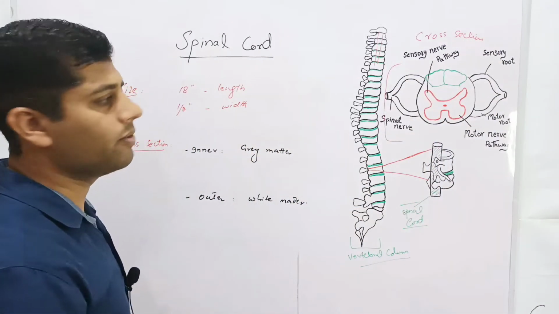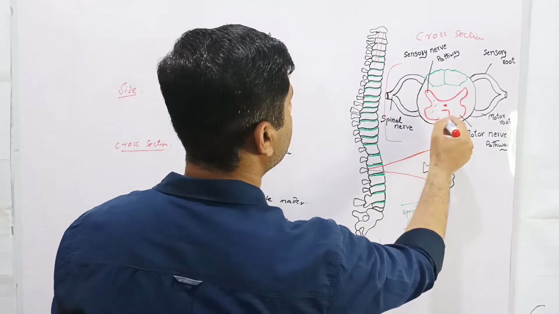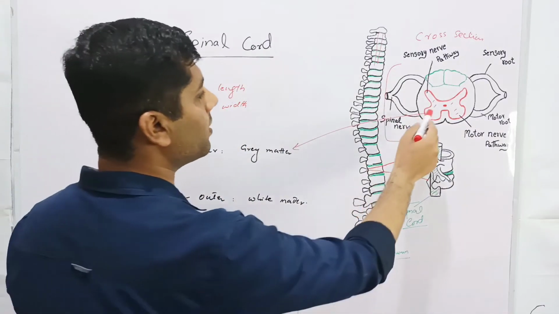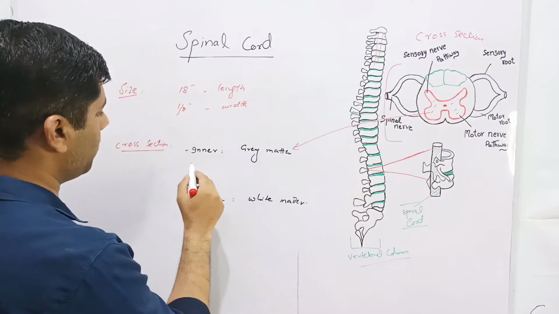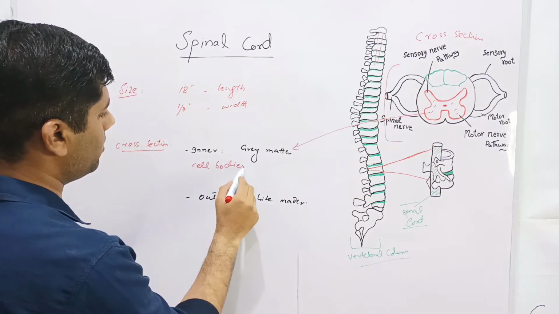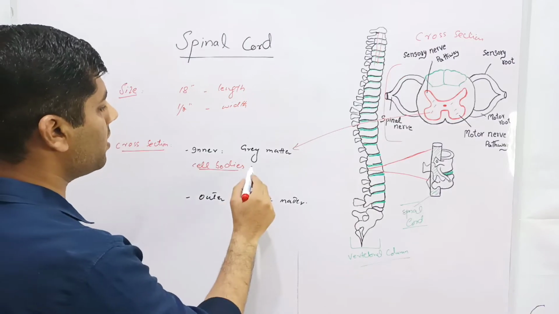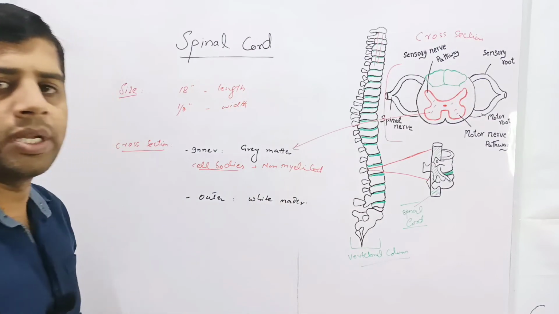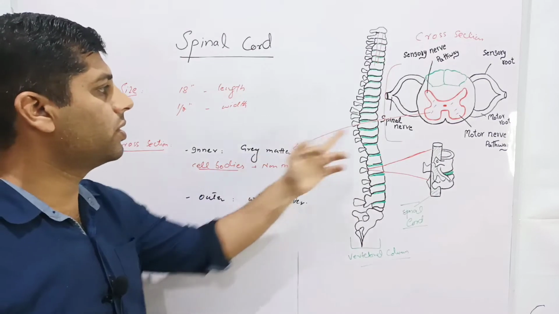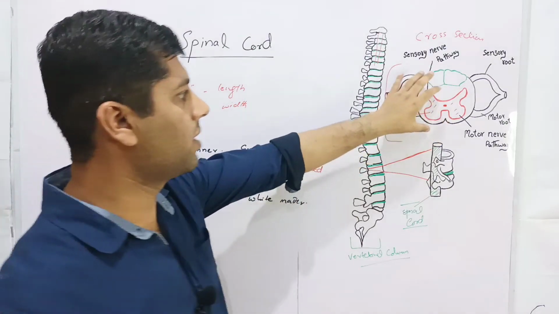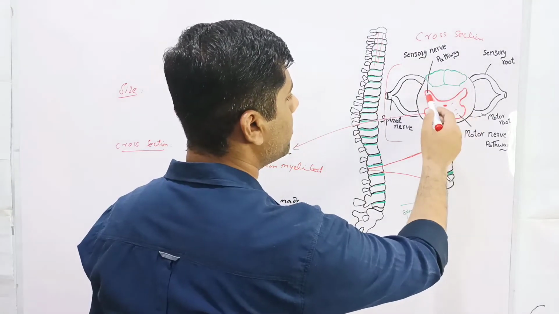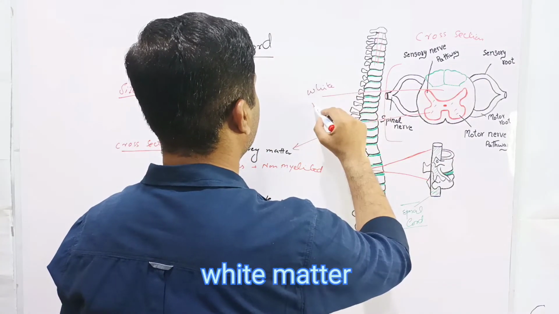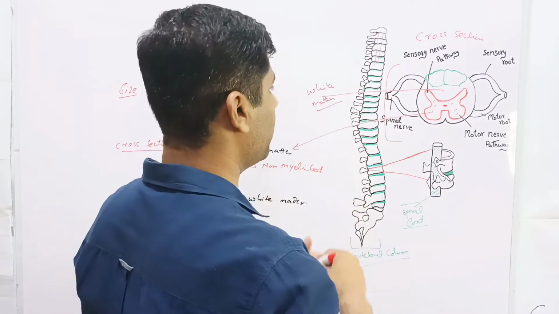The cross section of the spinal cord reveals the inner gray matter. This is the inner gray matter. It is butterfly like. The inner gray matter is made up of neuron cell bodies and non-myelinated parts like dendrites. So cell bodies and dendrites constitute the inner gray matter of the spinal cord. This is the spinal cord cross section view in which the butterfly like part is called gray matter, while the outer part is called white matter. So the spinal cord has inner gray matter and outer white matter.